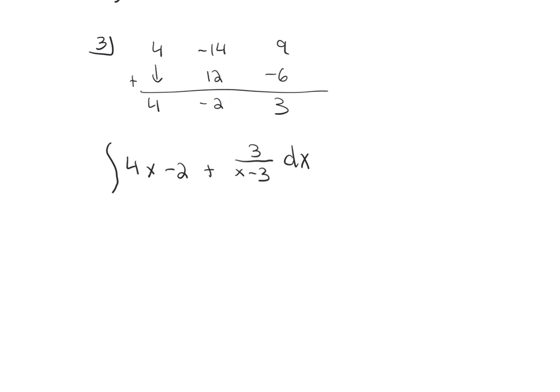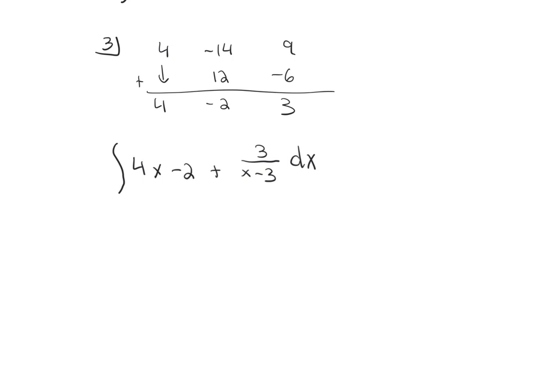So the antiderivative of each term, so 4x will be 4x squared over 2 minus 2x. And okay, this last one, let's think. So 3 over x minus 3. That could be rewritten as 3 times 1 over x minus 3.